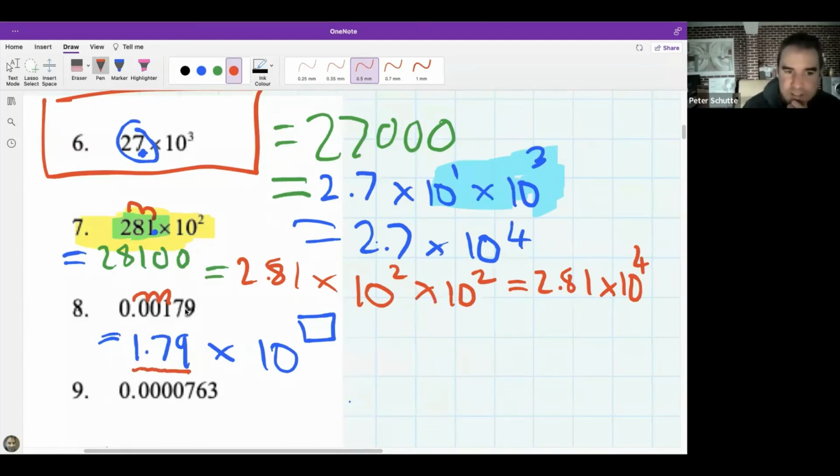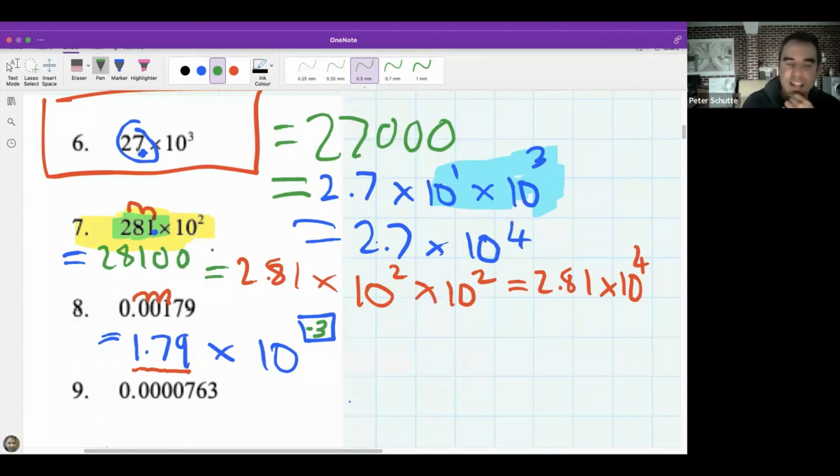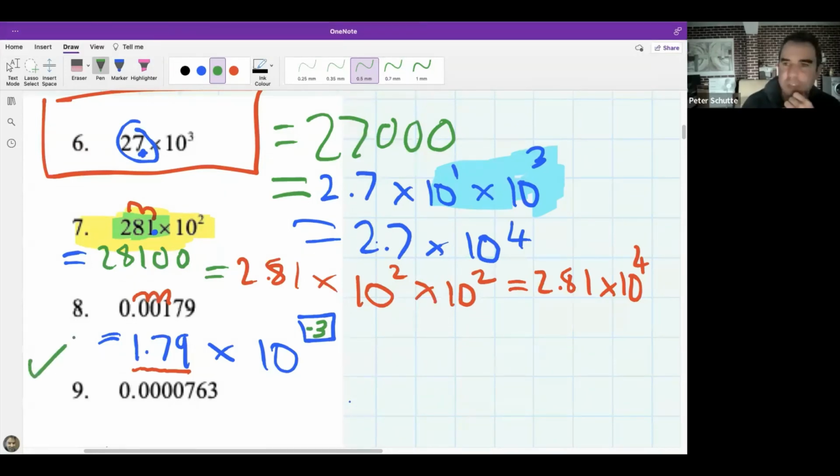But remember, number 8 is not a very big number. Number 8 to me looks like a very small number, 0.00179. So what I'm going to do is I'm going to have a 3 here, but it's not just going to be a 3, it's going to be a -3. Okay. Let's do number 9 as well, just to make sure we've got this. So number 9, I want you guys we'll finish with number 9, and then we'll go on to talking about the quiz.